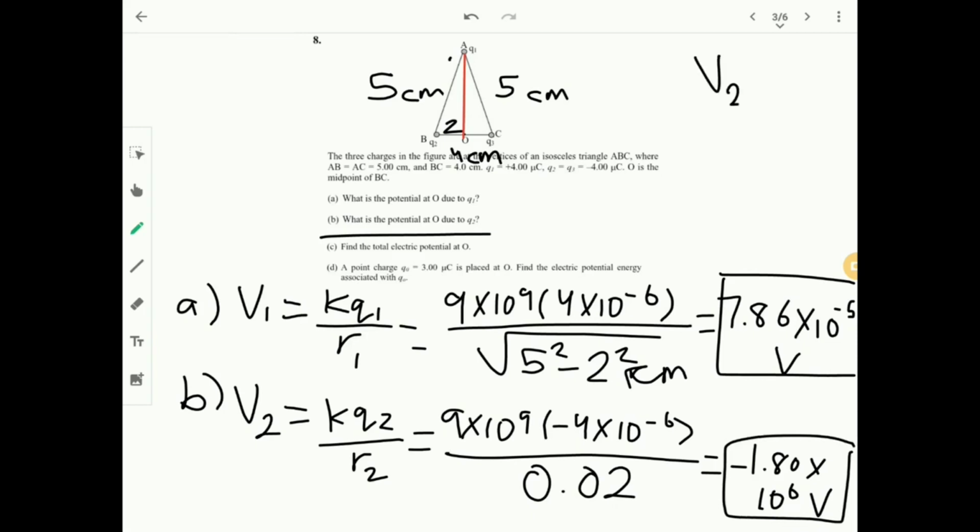V2, or the electric potential at O due to Q2, is equal to V3. Why? Because same distance, K is constant and the charges are the same. So this will be very important when we come to part C.